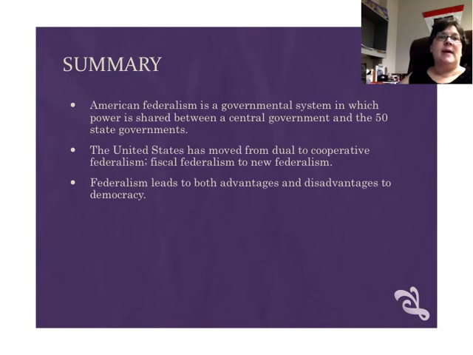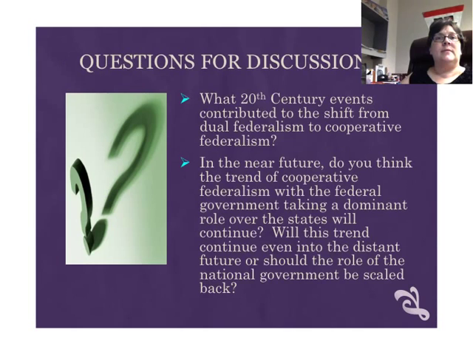American federalism is a governmental system in which power is shared between a central government and the 50 states. We have moved from dual to cooperative, fiscal to new, and there are both advantages and disadvantages to our democracy in having a federal system.